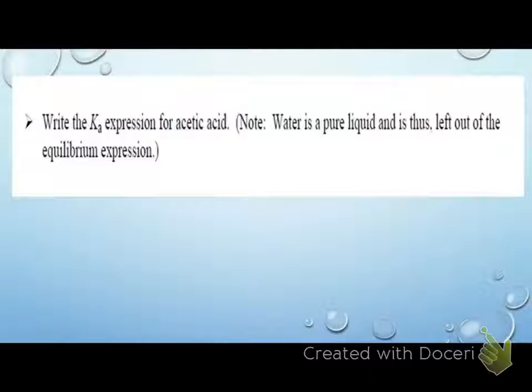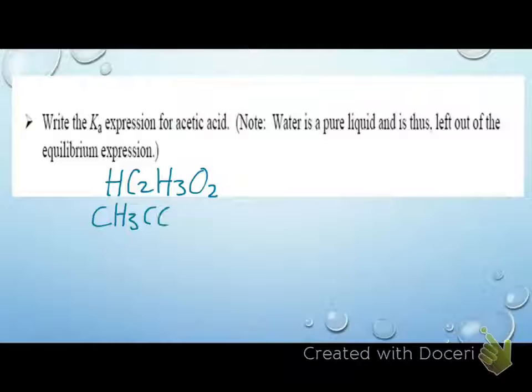Okay. So write the Ka expression for acetic acid, leaving out the water because it's a pure liquid. So first of all, acetic acid is HC2H3O2. Also, make sure you recognize acetic acid written this way as well. Both ways show up. The first way is the inorganic chemist way. The second way is the organic chemist way of writing it. So which one do you want me to dissociate? Okay, I'll do the organic.